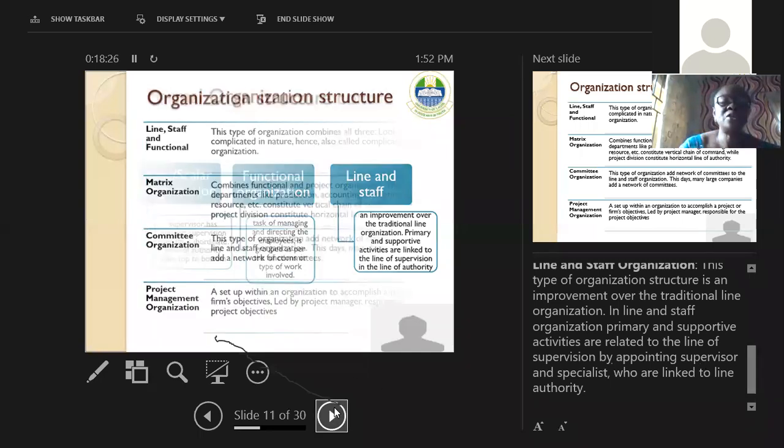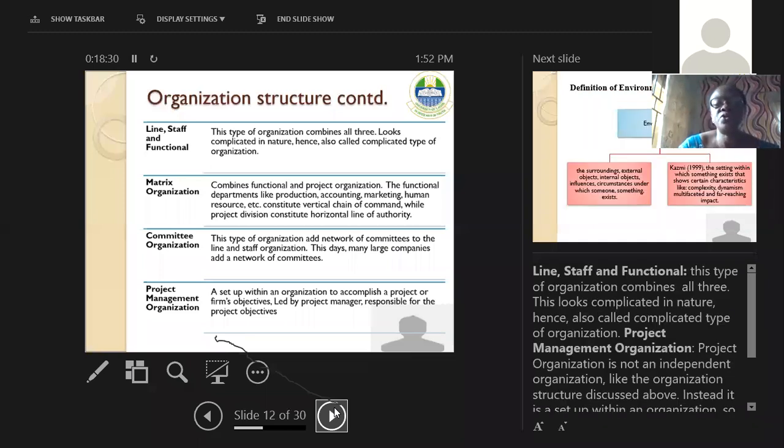Now, you also have another structure which will involve the line, staff, and functional. So it's a combination of the three. Sometimes when the organogram is drawn, it looks a bit complicated in nature, so sometimes people just call it a complicated type of organization, all right? But what that simply implies is that you are merging these three. We've talked about line, where it trickles from the topmost to the least person in the organization, then staff, those who will be by the side to advise, and then the functional area. So you can see with that, it is a bit relaxed, that orders are not just coming from the top alone. There are bridges in between.